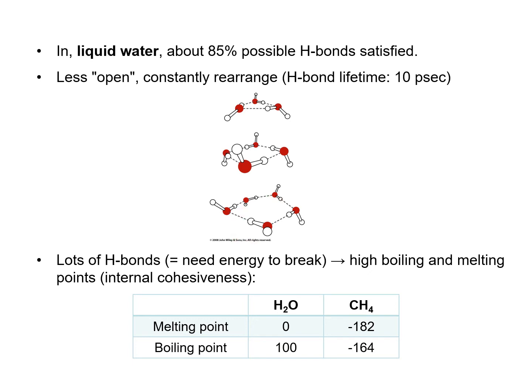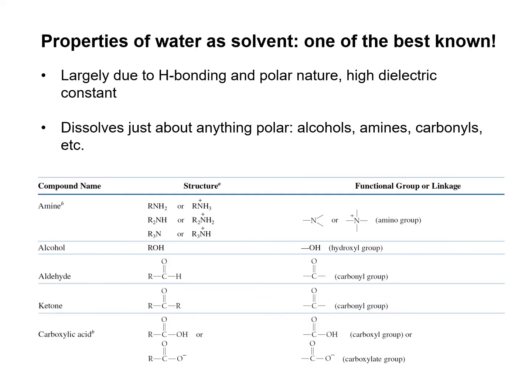And since there are lots of hydrogen bonds among the water molecules, it needs energy to break them. So water has relatively high boiling and melting points, a property called internal cohesiveness. You can appreciate these high boiling and melting points when you compare water to the similarly structured methane. Water's properties make water one of the best solvents on Earth.